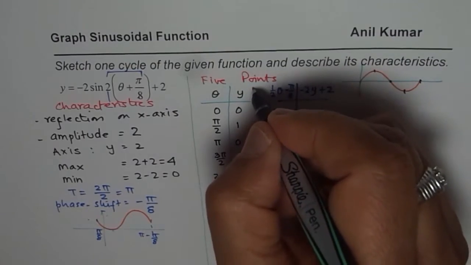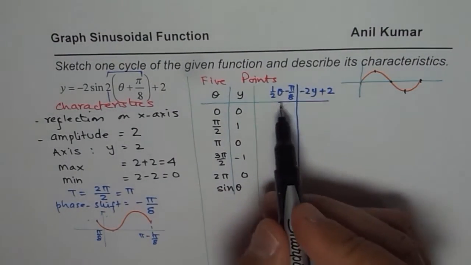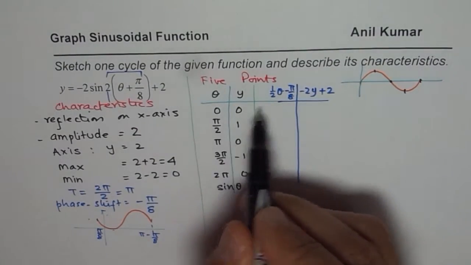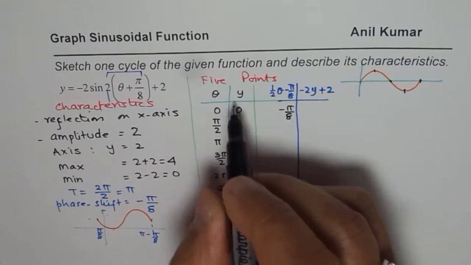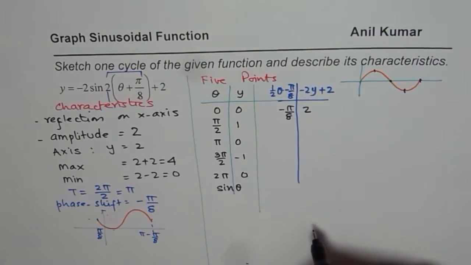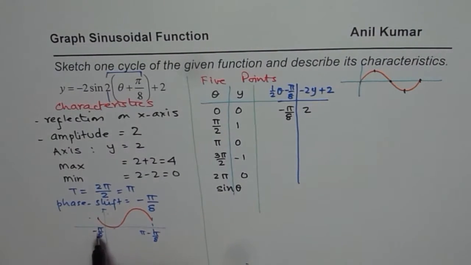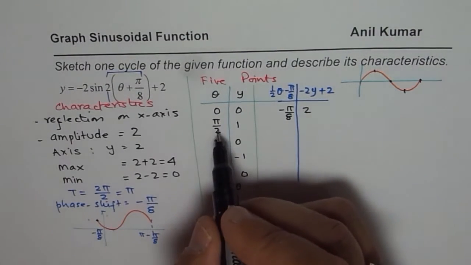So let us list the transformed points for the given function. Half of theta minus pi by 8 will give us minus pi by 8 here. On this side, minus 2 times 0 plus 2 will give us 2. So at minus pi by 8, we'll start with 2. So that is the point. Then we have this point.